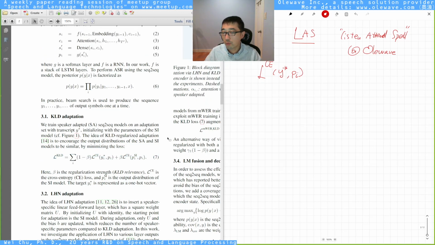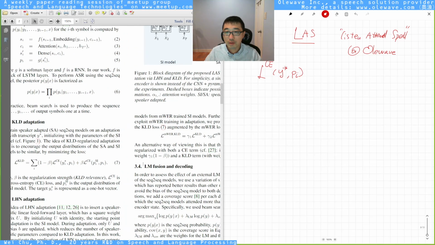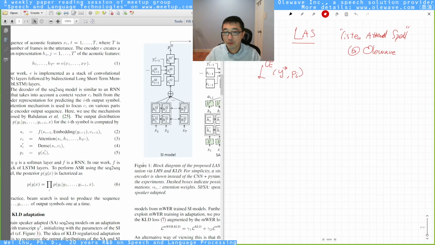You may ask, what is y, what is p, pi? You can see in this figure, the y star means the transcription, or labeled speech, the content of the speech that has been labeled, and the pi means the prediction, okay. This is easy to understand, right?